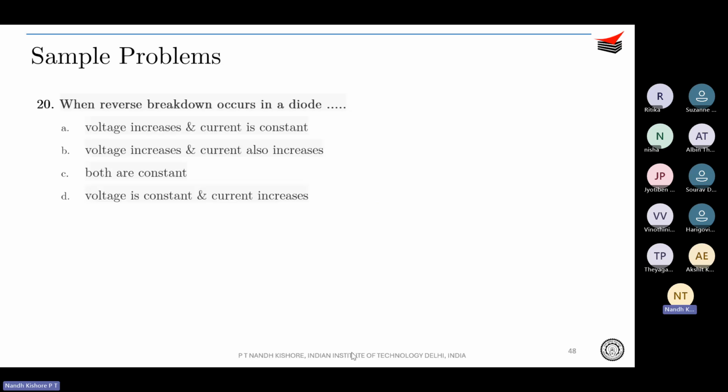So we are almost out of time. I'll just see two more questions. When reverse breakdown occurs in a diode, what happens when reverse breakdown occurs in a diode?